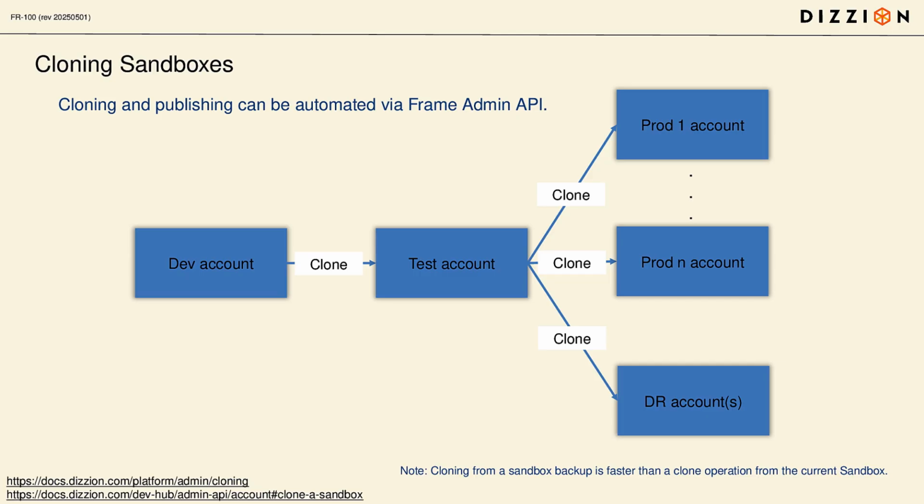Starting with our development sandbox, changes are applied, then published to test. Following the test publish workflow, accepted changes are then published and cloned to multiple production accounts. This can all be automated by leveraging the Frame Admin API. Please note that this example is an advanced use case that may require customization using APIs. Be sure to refer to the documentation on how this can be accomplished. While disaster recovery is a highly sought-after capability, it requires proper planning, implementation, and testing to get it right.